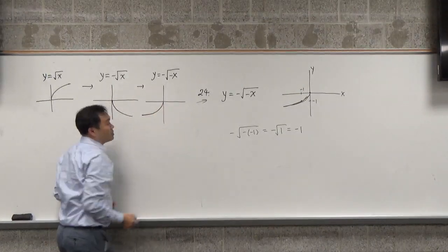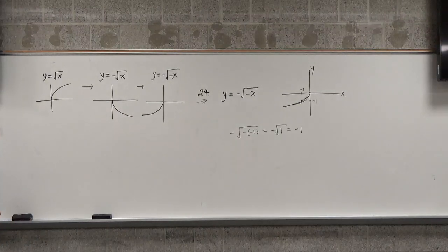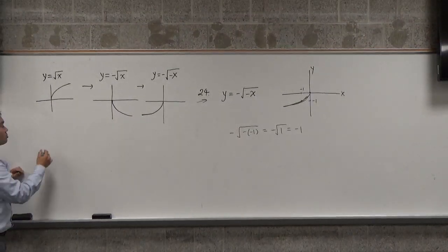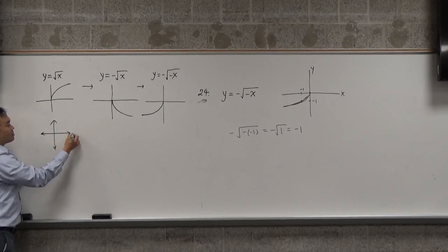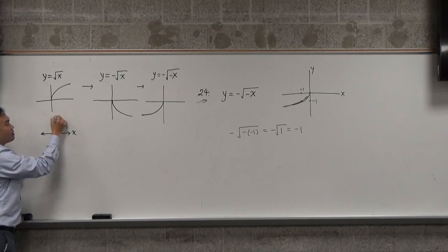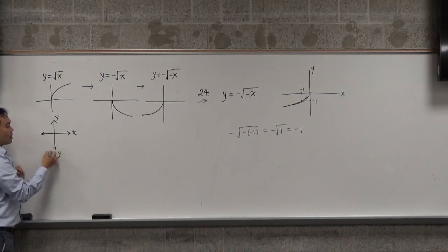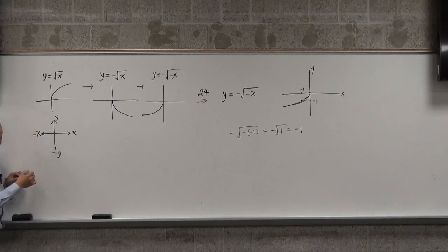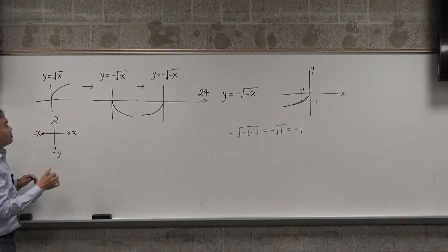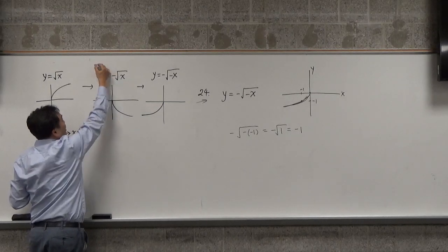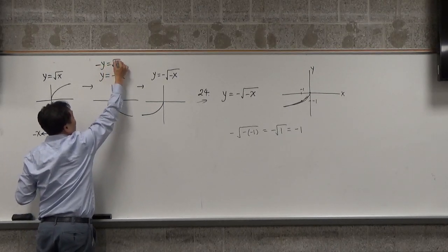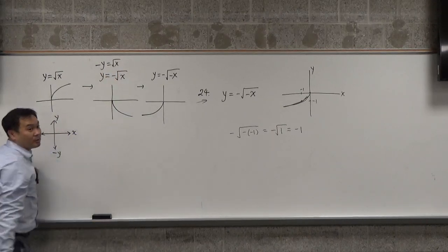Okay. Now, if this is confusing, here's a way to figure this out easily. You want to put the axis x and then y here, and then put negative y and negative x here, okay? And instead of writing this, multiply negative 1 on both sides, so rewrite it as negative y equals square root of x. These two are the same thing, right?